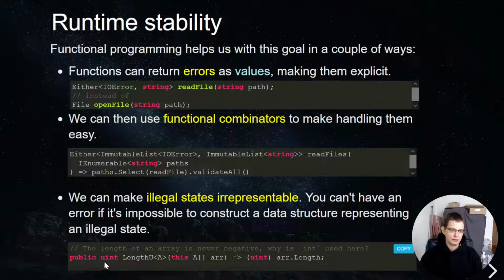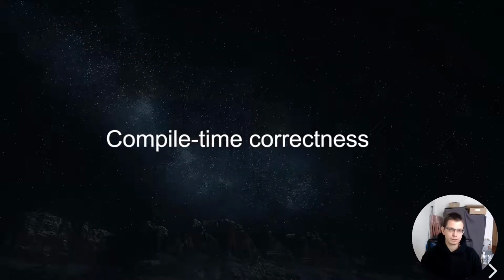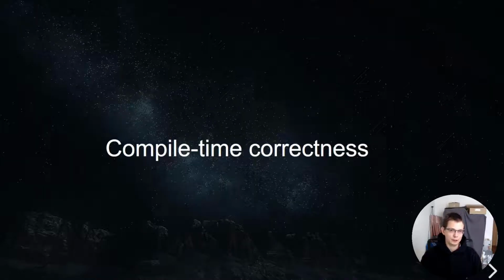But if you define that there's a length method here and it returns an unsigned integer, then you don't have to worry about that anymore, and there's no capability to even have a runtime error. Compile time correctness.